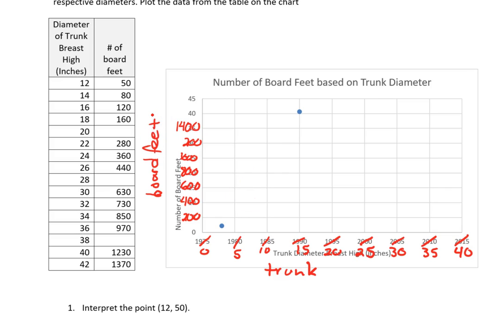What was that? Oh, thank you. And so take time to plot that data and see what happens.